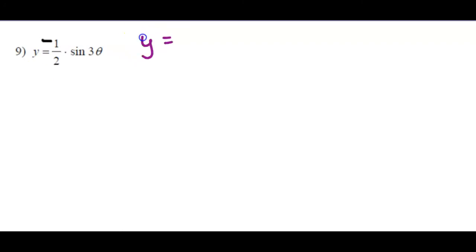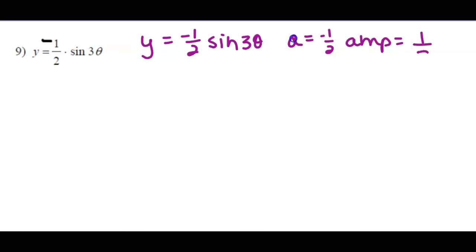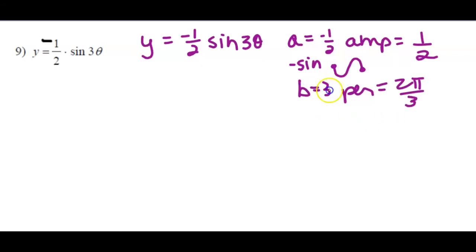This is supposed to say y equals -1/2 sine 3 theta. So A is -1/2, but that makes the amplitude 1/2, not negative. The negative indicates that we have a negative sine or reflected sine graph, which would start at the midline, go down first, and finish at the midline. All right, the B is 3, so our period is 2 pi over 3.